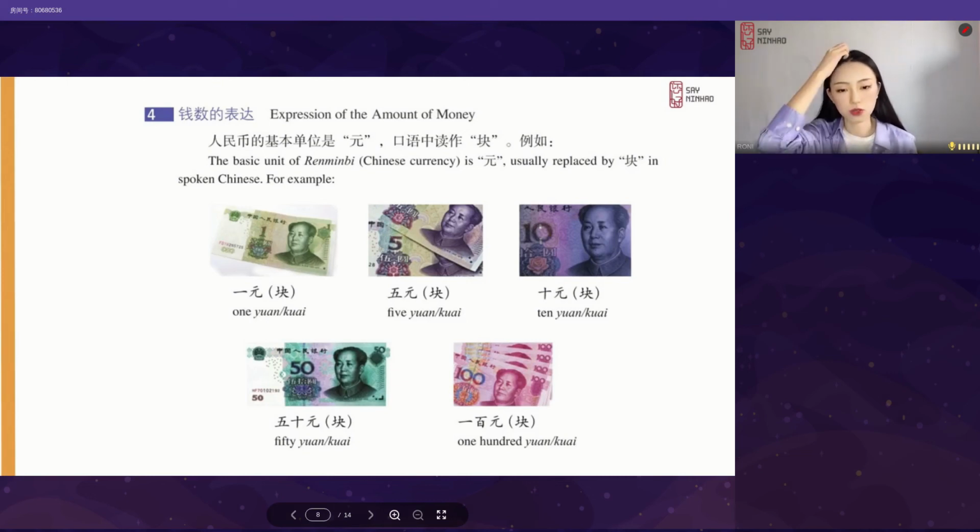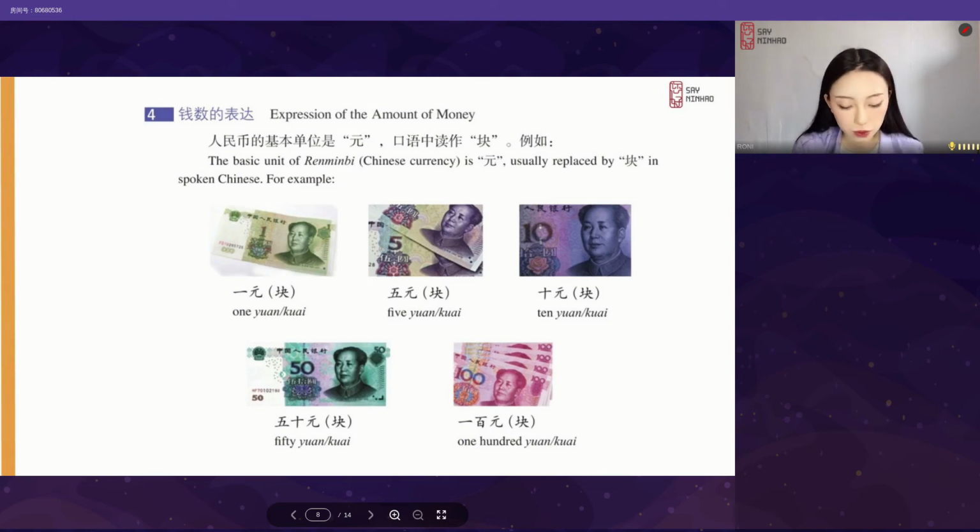Okay, now let's move on to the next language point, which is the expression of the amount of money in Chinese. The basic unit of renminbi, which is the Chinese currency, is yuan, 元, yuan is second tone. And in spoken language, we actually don't use yuan that often. We use kuai more often, okay, kuai.